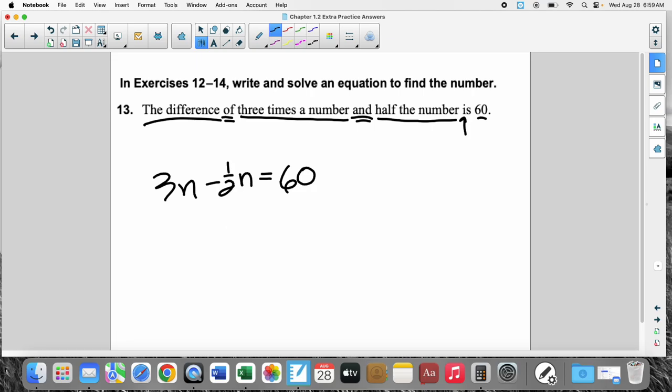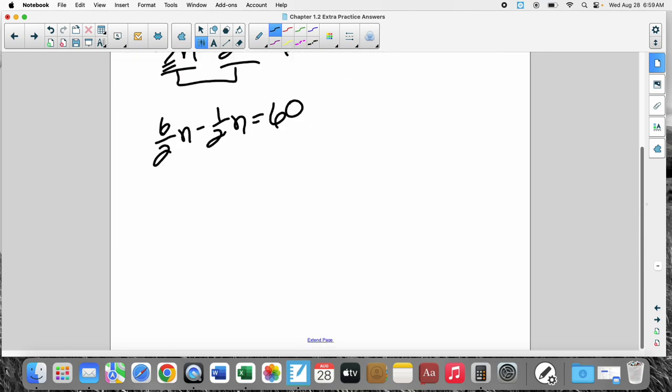So I'm going to find, these are like terms, so I'm going to simplify them, but I need a common denominator. So I need to be in halves. 6 halves is equal to 3, minus 1 half n equals 60. So I'm going to make sure that I can simplify those two. That gives me 5 halves n equals 60.